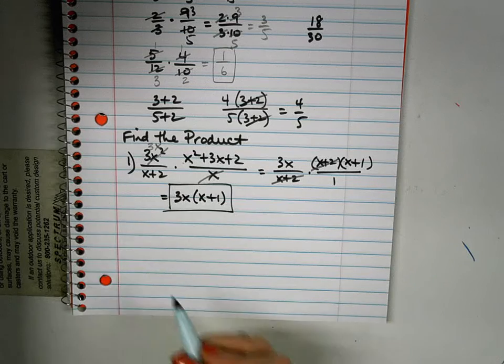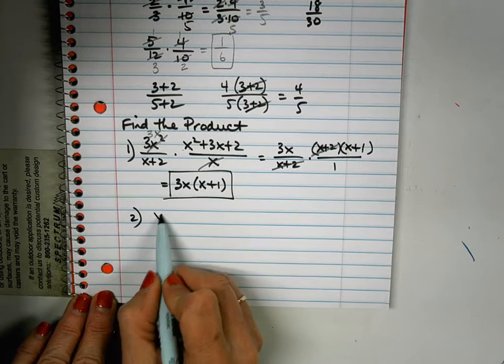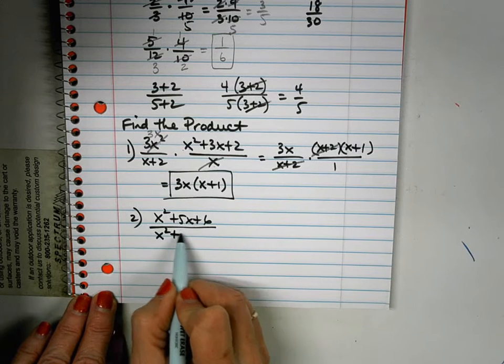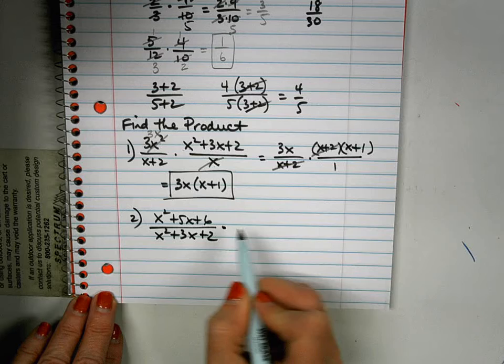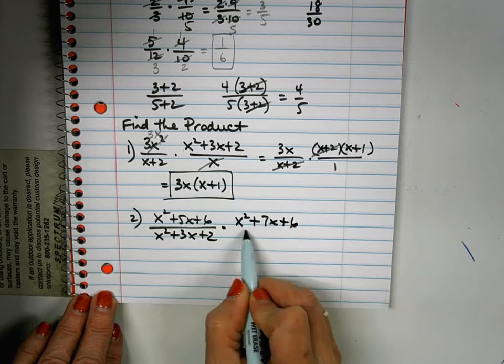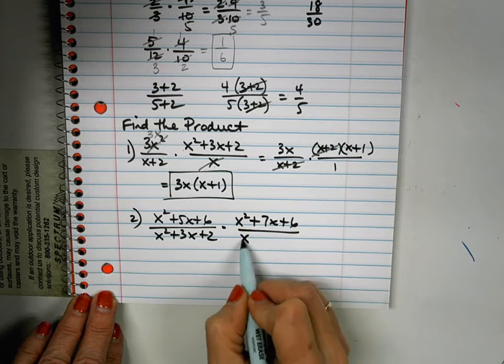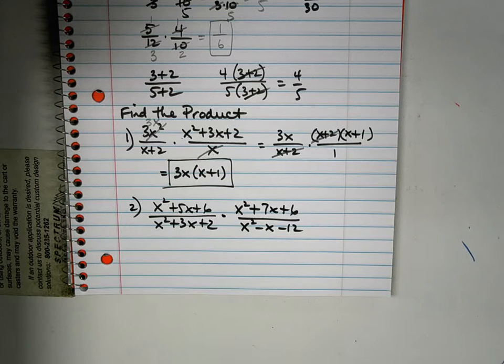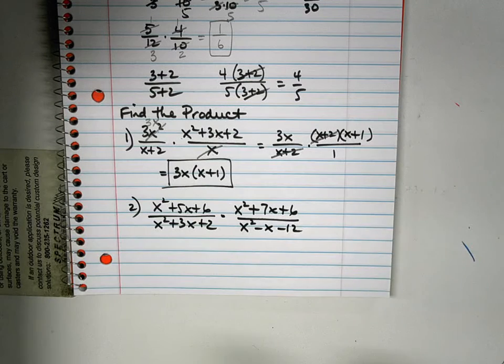Okay? All right, let's try another one. Number 2, x squared plus 5x plus 6 over x squared plus 3x plus 2 times x squared plus 7x plus 6 over x squared minus x minus 12. Can I cancel all those x squareds? No, thank you. Can't do that. Can't cancel anything right now unless it was the exact. If I had an x squared plus 7x plus 6 down here, I could cancel, but I'd have to have all three terms. Okay, so we're going to factor it all.